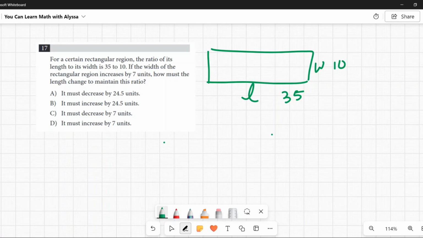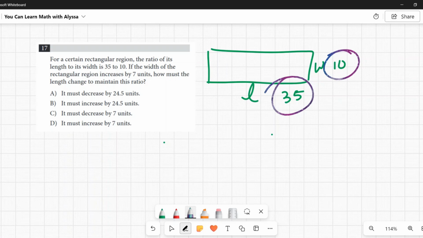All right, so I am just going to use these actual numbers, 10 and 35, for my first go at this, my first method that I'm showing you. Because it works. The ratio is 35 to 10. So it could be actually 35 inches by 10 inches or 35 feet by 10 feet. So the width is increased by 7. Okay, so the width increased by 7. Now I want to keep that same ratio. How much got added to the 35?